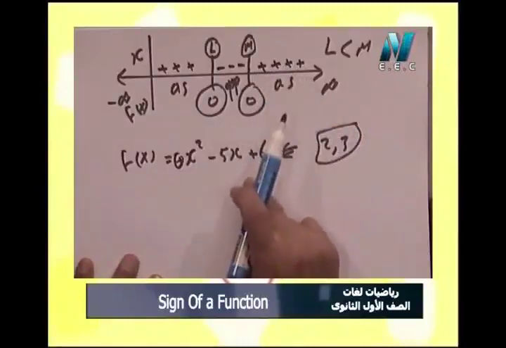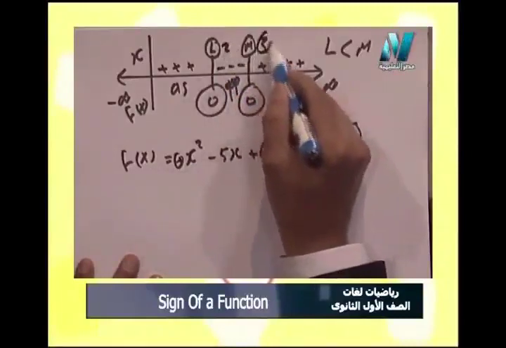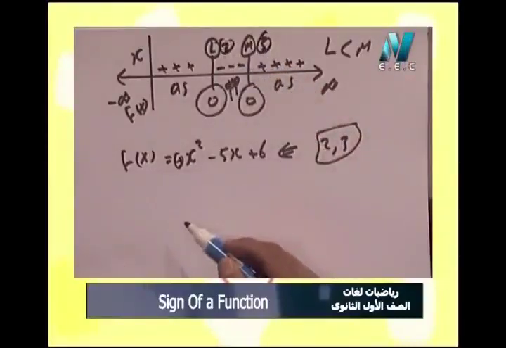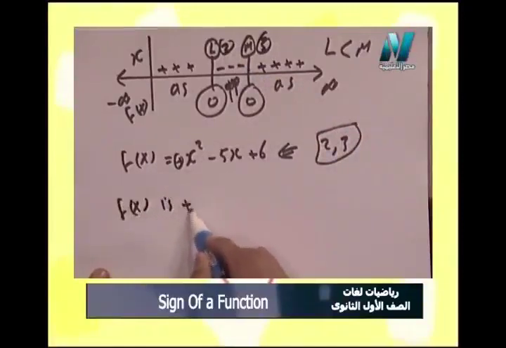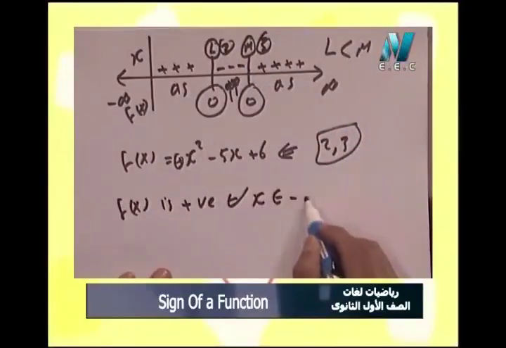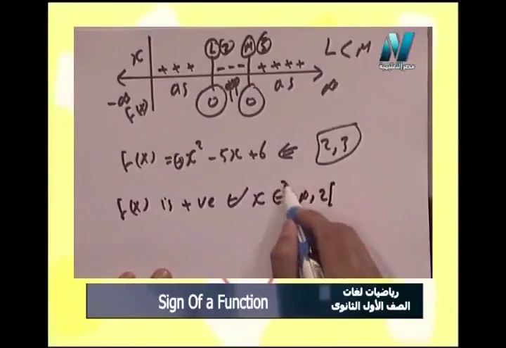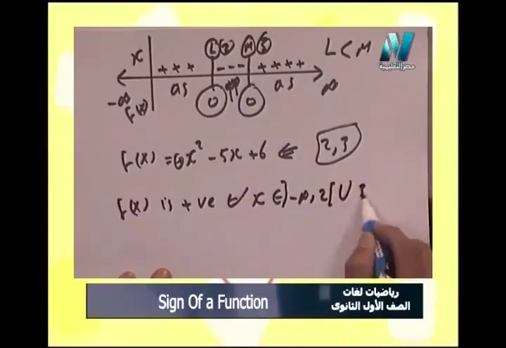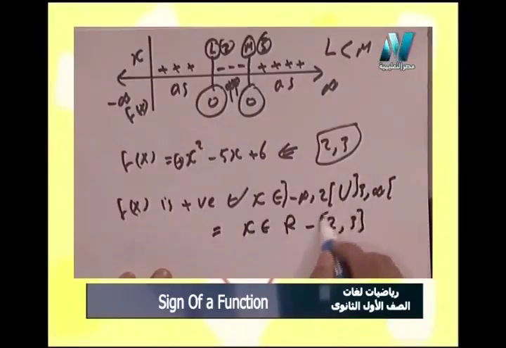And specifically for this function, the two roots are 2 and 3. So we can say that f(x) is positive for all x belongs to from negative infinity to 2, union 3 and infinity. Or we can say x belongs to R except the closed interval from 2 to 3.